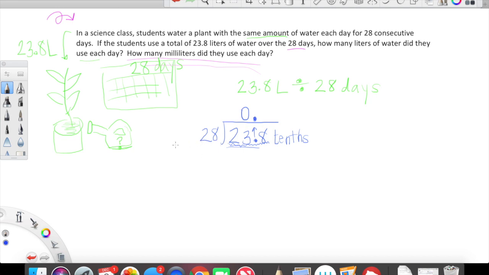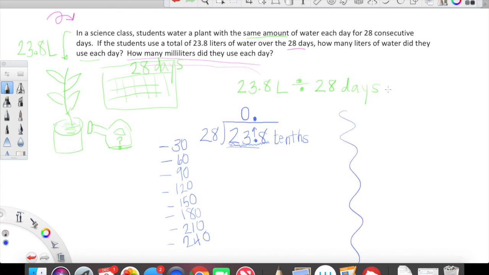Now I'm going to think about the fact that 28 is pretty close to 30, and I'm going to do some of that super impressive skip counting. So we're looking to squeeze, we'll say, 30 into 238 tenths. How many 30s can we get into 238 tenths without going over those digits, 238? 1, 2, 3, 4, 5, 6, 7, 8.